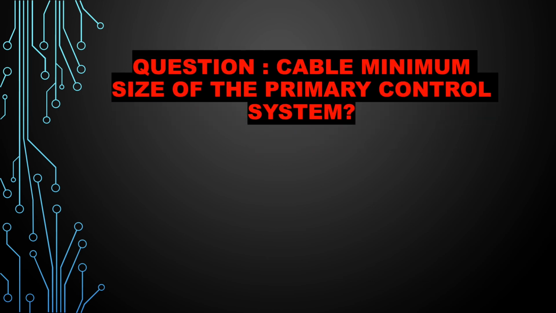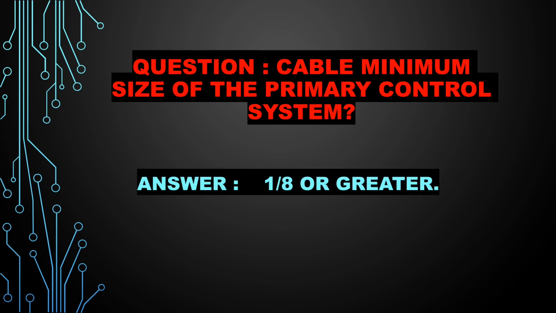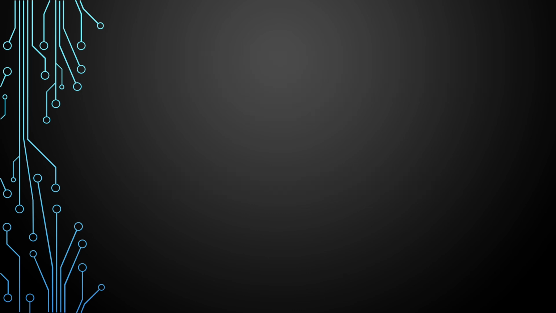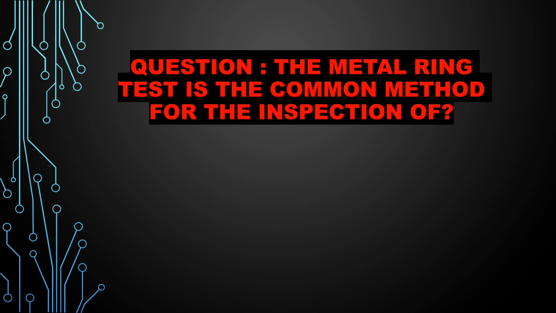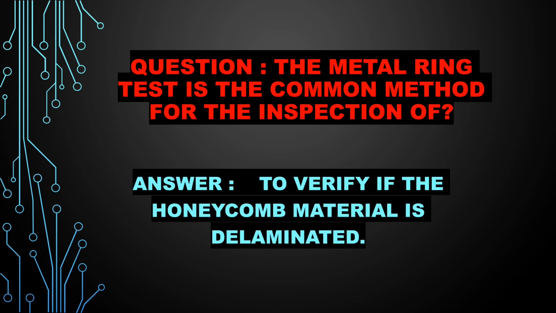Question: cable minimum size of the primary control system? Answer: 1/8 or greater. Question: the metal ring test is the common method for the inspection of? Answer: to verify if the honeycomb material is delaminated.